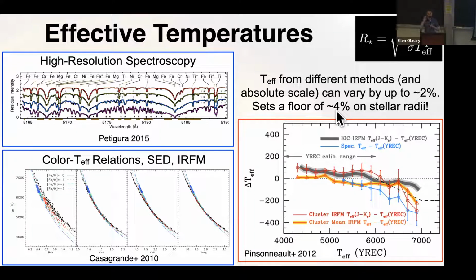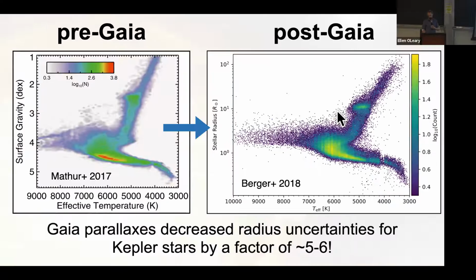So even though we have these really precise distances, it's important that there are other factors that limit the precision of what we can get for stellar radii. Of course, 4% is still amazing, right? We should not discard the fact that we can now measure radii of stars to 4 or 5% for hundreds of thousands of stars in the sky. And that has really made a huge impact on stellar astrophysics. We'll hear more about this tomorrow, but also exoplanet science.